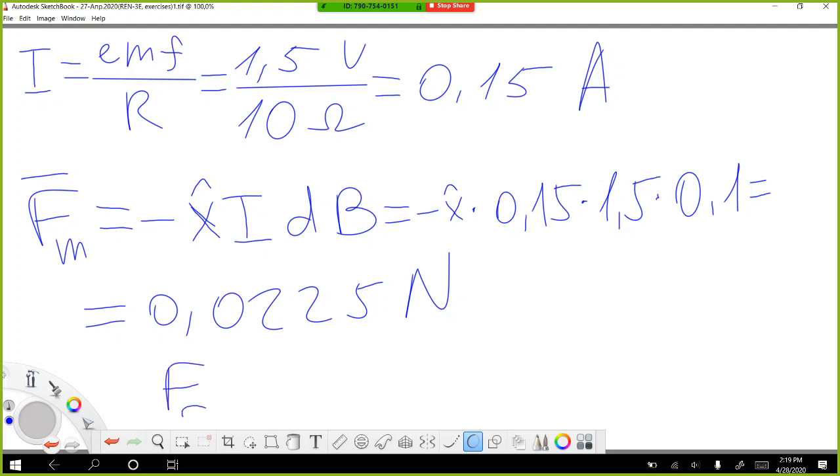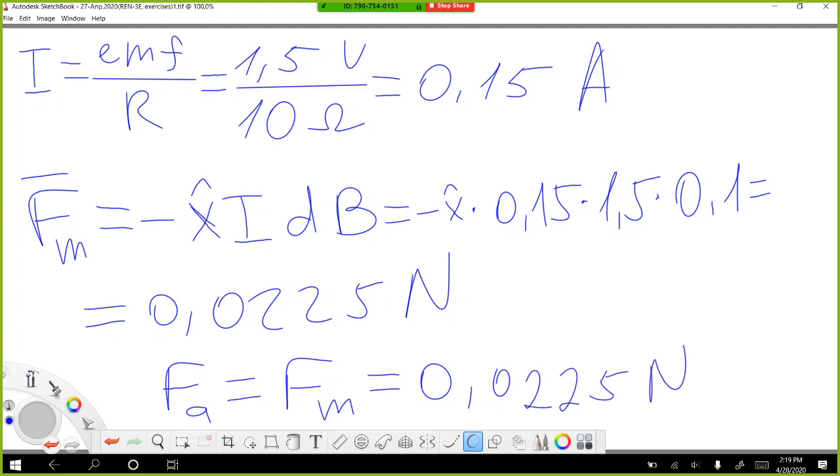And we know the magnitude of Fa is equal to the magnitude of Fm, and the force which is required to be applied on the bar in order to maintain constant velocity is 0.0225 newtons. Okay.